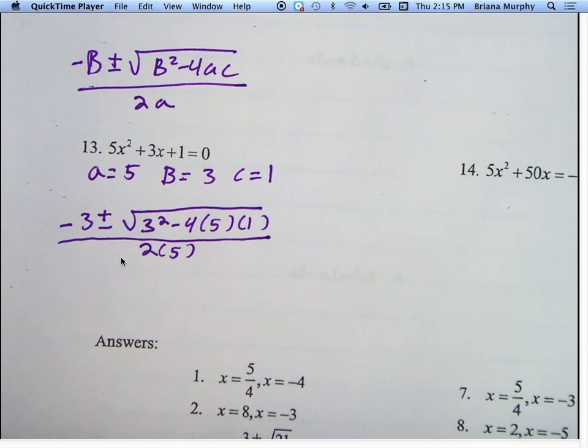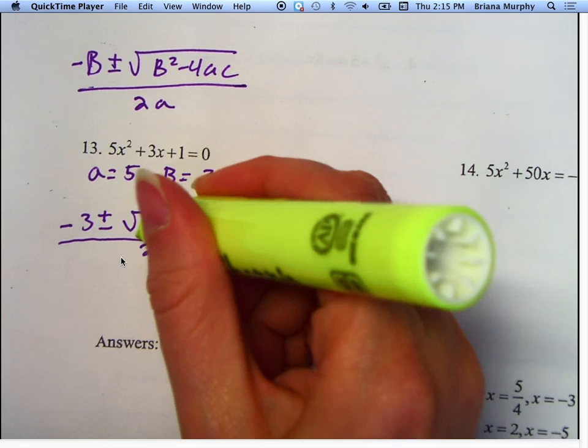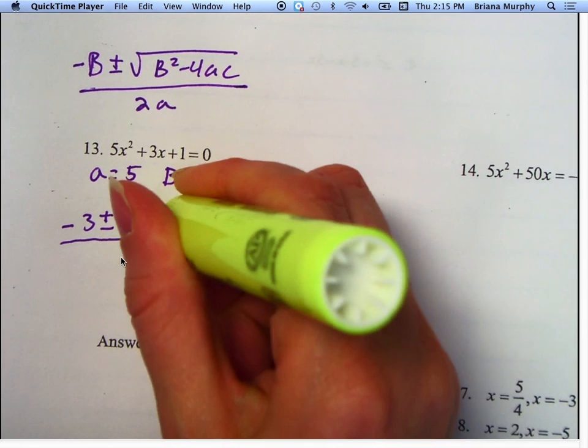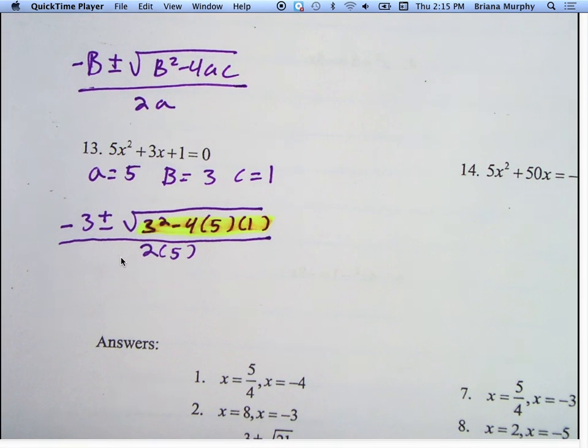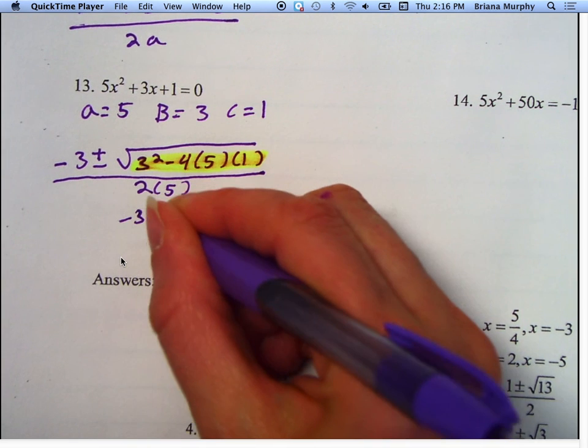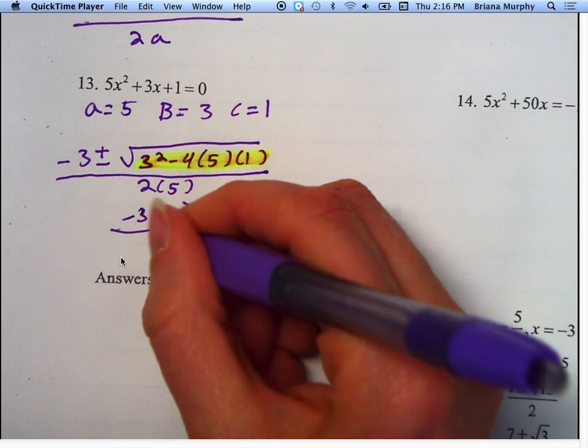Okay, so let's do the discriminant. Let's do this part right here first. Put it in your calculator. I'm going to say 3 squared minus 4 times 5 times 1. What do I get? I get negative 11. What did you guys get? Negative 11. All right, so it says negative 3 plus or minus the square root of negative 11 all over 2 times 5, which is 10.